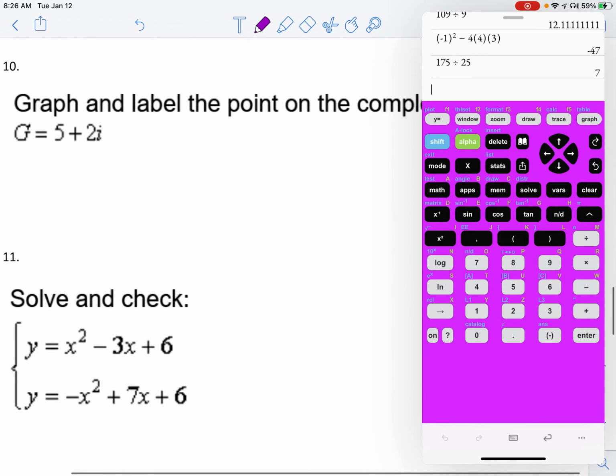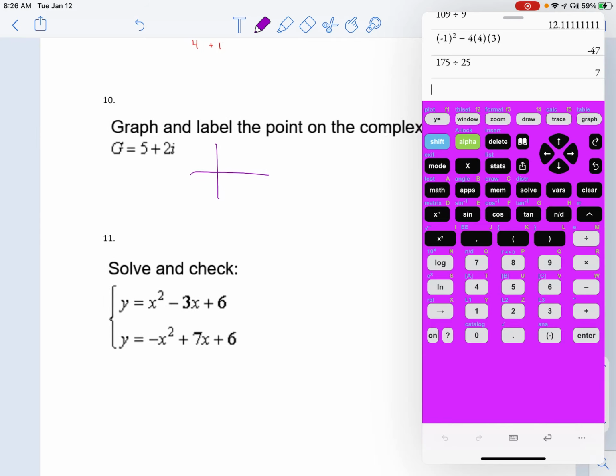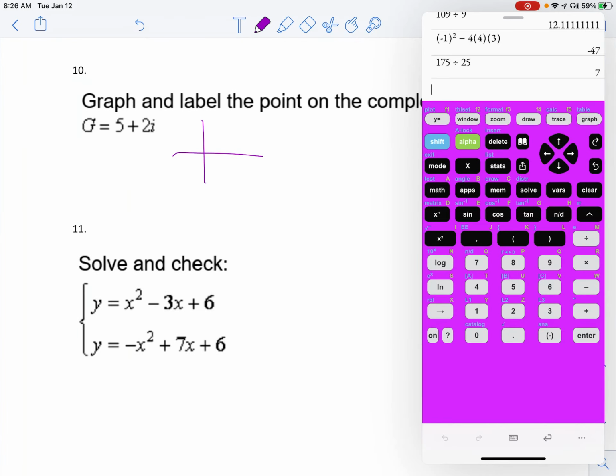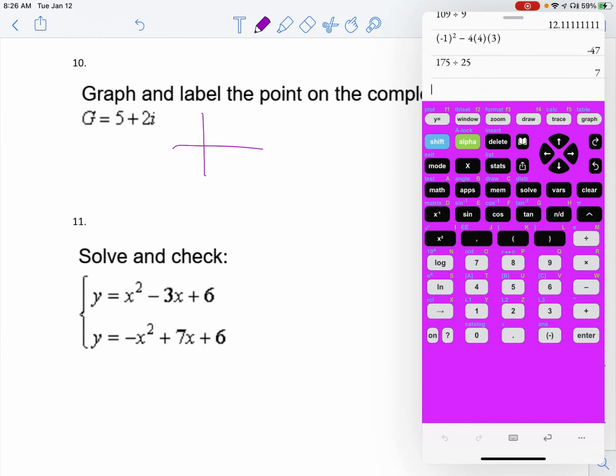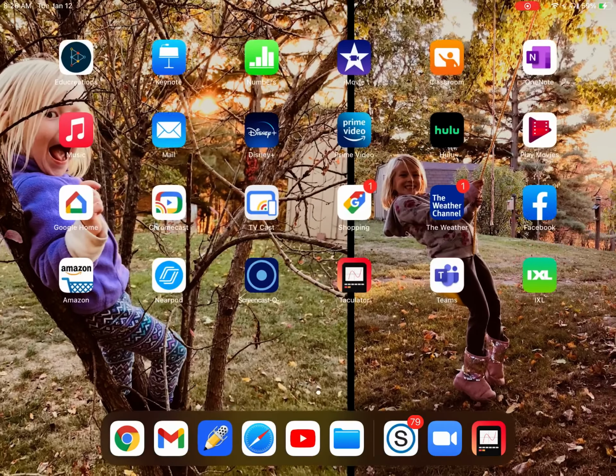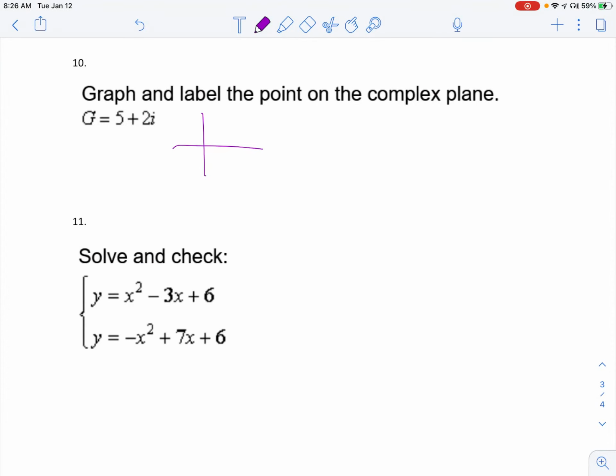Number 10 is also from 4.8. It's graphing and labeling complex numbers. So it says on the complex plane. What that means, I'm trying to zoom in for you so you can see that. I just need to get rid of my calculator. There you go. On the complex plane.